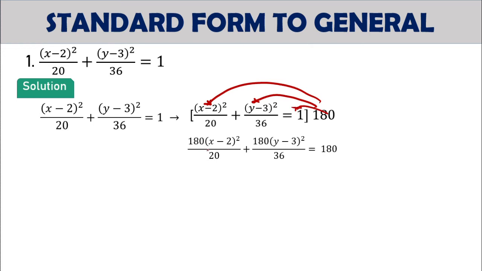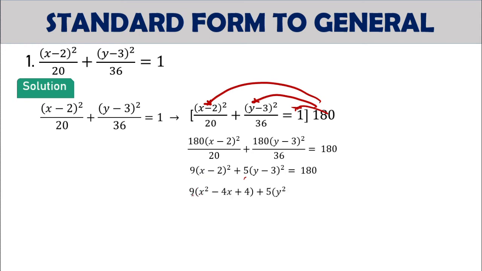So magiging 180 times quantity (x minus 2) squared over 20 plus 180 times quantity (y minus 3) squared over 36 equals 180. So divide natin. 180 divided by 20 will give us 9 times quantity (x minus 2) squared plus 5 times quantity (y minus 3) squared equals 180. So 5 too, because 180 divided by 36 is 5. Now we're going to expand this expression, (x minus 2) squared.